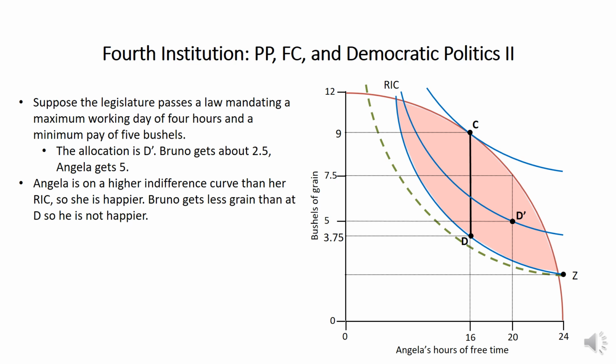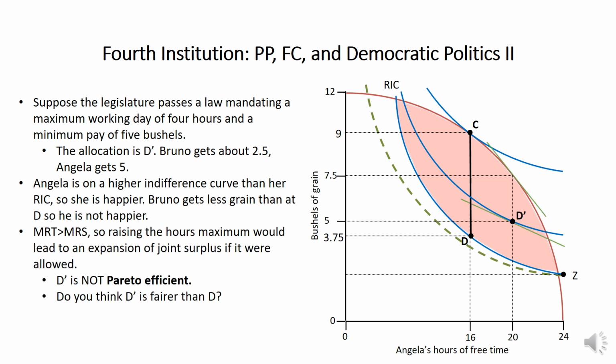However, this leaves less total surplus for Bruno. So Bruno can get a maximum of 2.5 bushels of grain from this deal. And so if we imagine that maybe he was able to bargain Angela before, close to D on the contract curve, he'd be pretty unhappy with what he's getting under this new legislation.